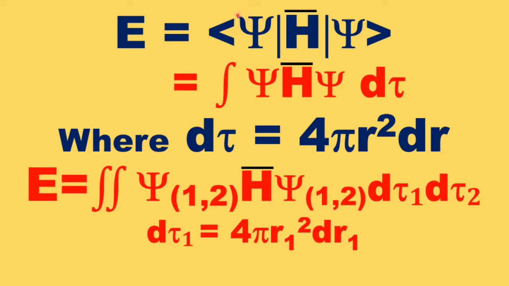For the hydrogen atom there is only one electron, whereas in the case of the helium atom there are two electrons. Therefore, dτ1 is for electron 1 and dτ2 is for electron 2. Therefore, the integral is a double integral.